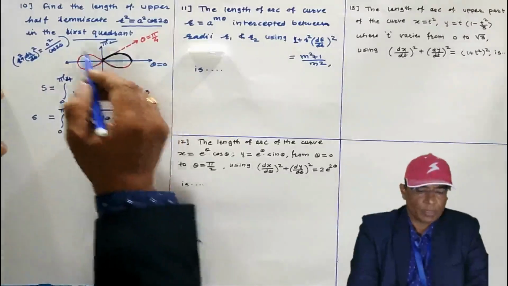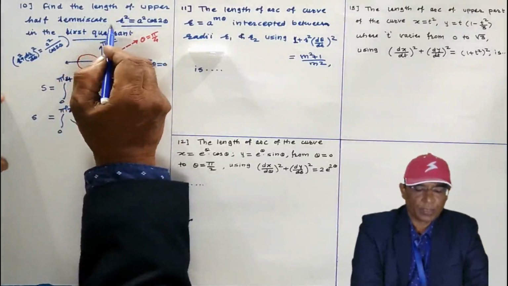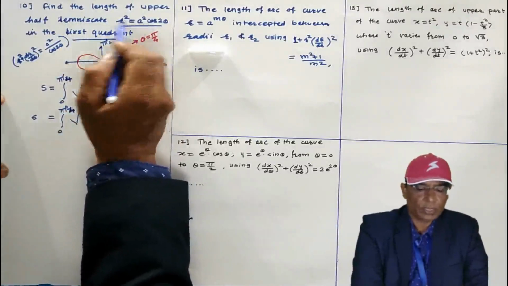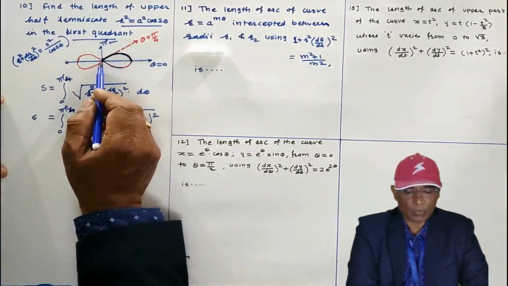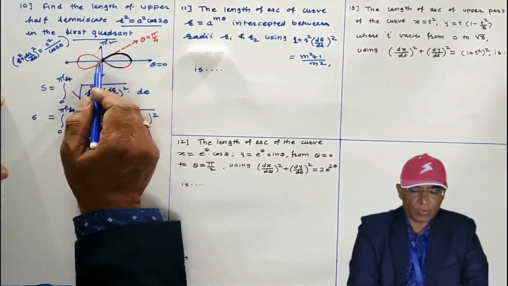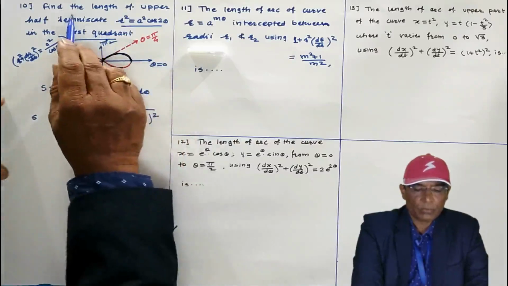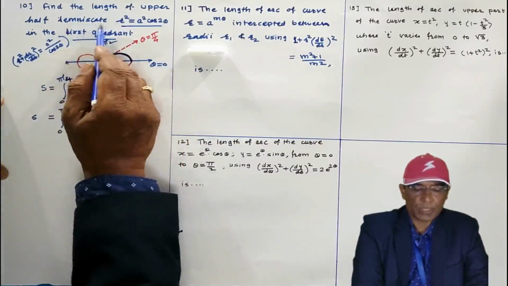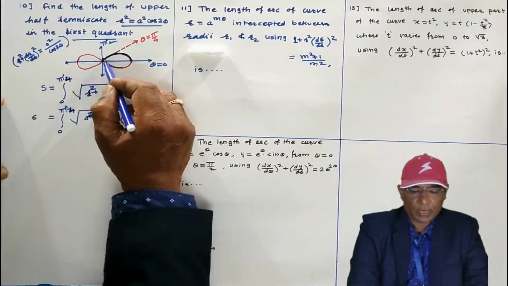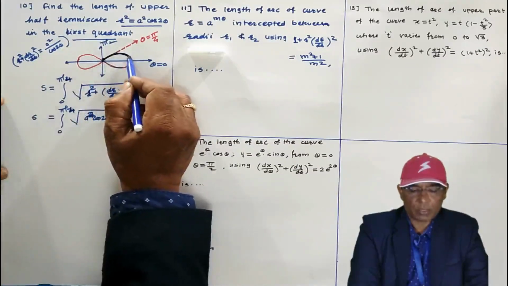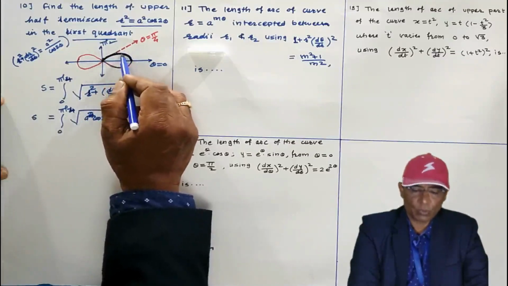Now the next problem: find the length of the upper half of the lemniscate r square equals a square cos 2 theta in the first quadrant. Okay, this curve we have traced in the previous lecture. This is the lemniscate, and we want to find the length of the upper half of the lemniscate in the first quadrant. This is the complete lemniscate and this much part occurs in the first quadrant. Therefore, we have to find the length of this much part only.